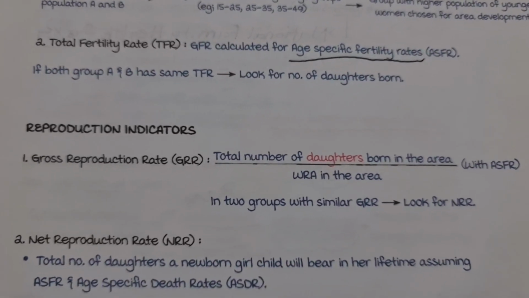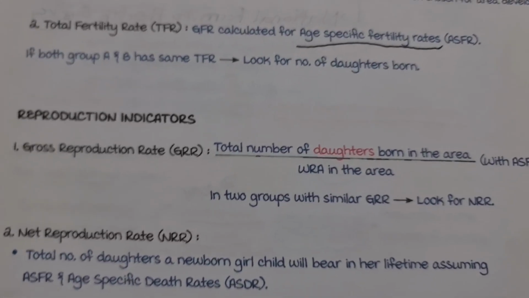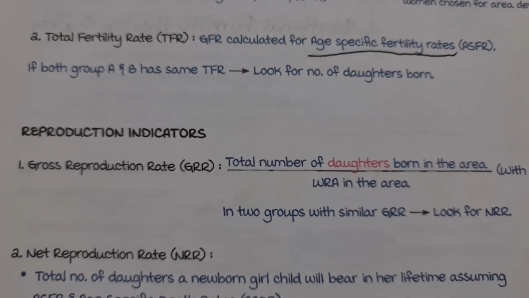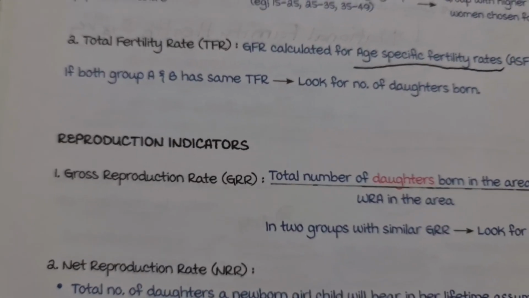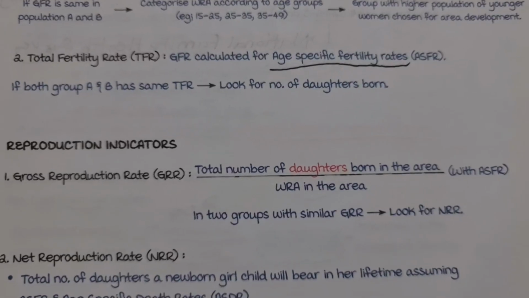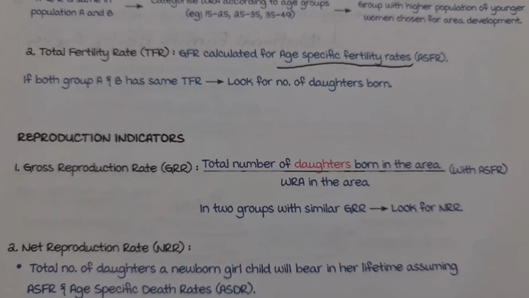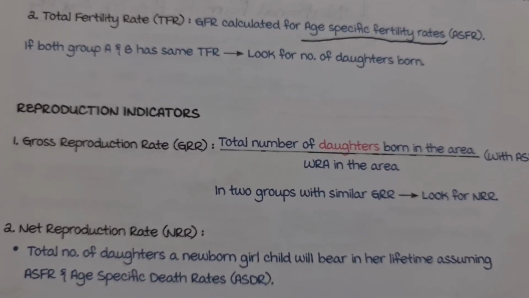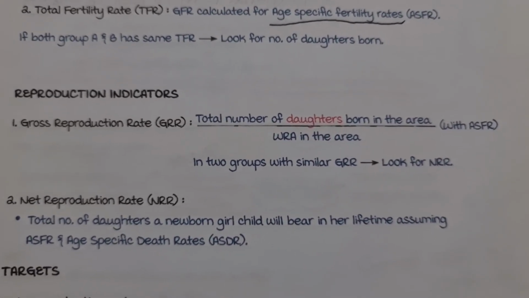So basically, what is the gross reproduction rate? It is the average number of daughters. Focus on the daughters. The average number of daughters a woman would bear during her reproductive life if she experienced current fertility rates. So, guys, it is very important to focus on the word daughters. It focuses only on daughters. The gross reproduction rate is the average number of daughters a woman would bear during her reproductive life. So, it is the most important point, guys.